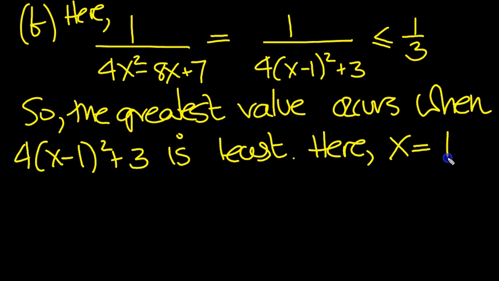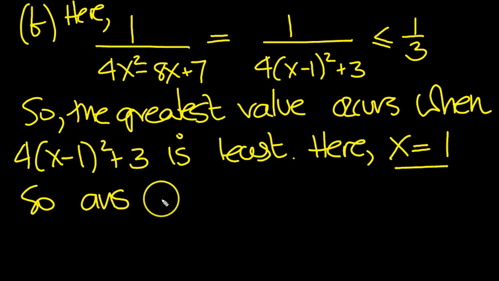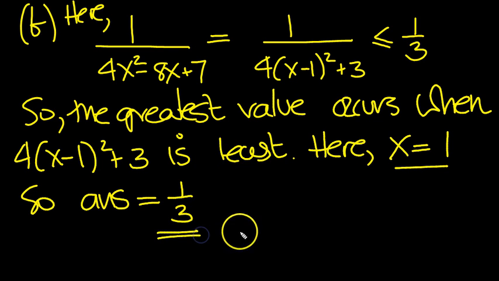x, let's just put it down, x equals 1. So the answer: the greatest value this can attain is when this is least, and this is least when it's 3, at x equals 1. And when x equals 1, this is 0, 4 times 0 squared is 0. 1 over 0 plus 3 is 1 over 3, which is a third. So there's the answer, a third.